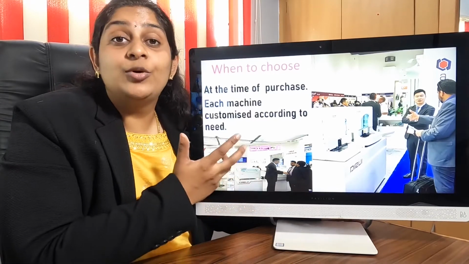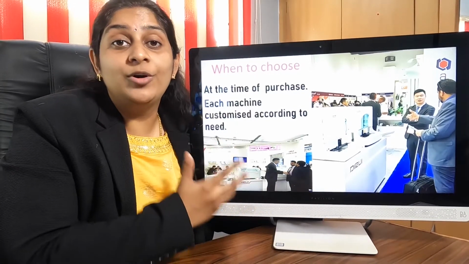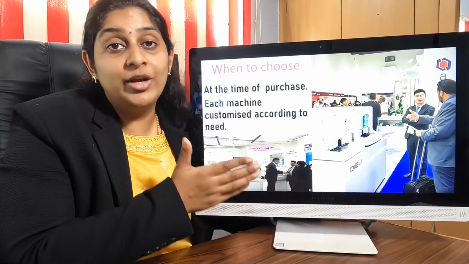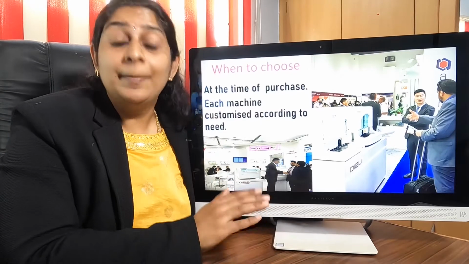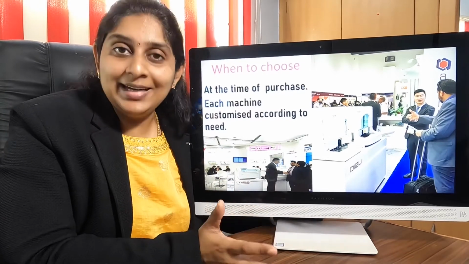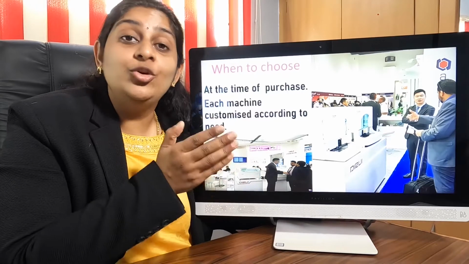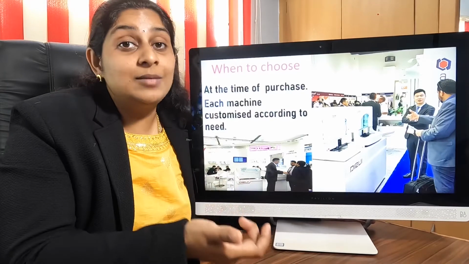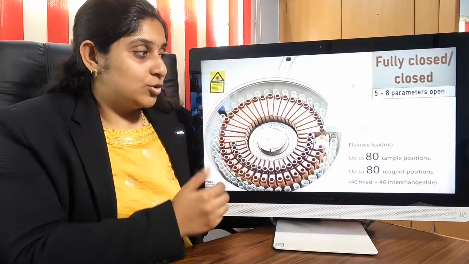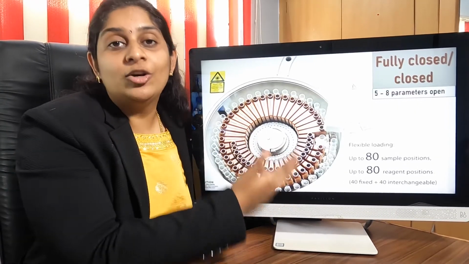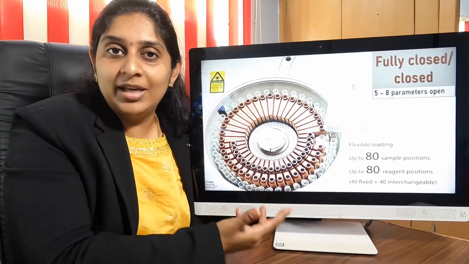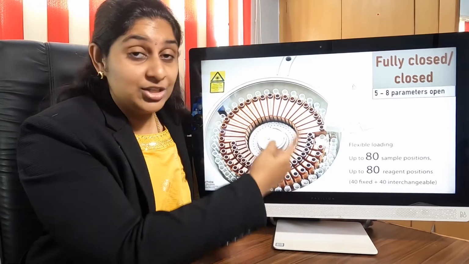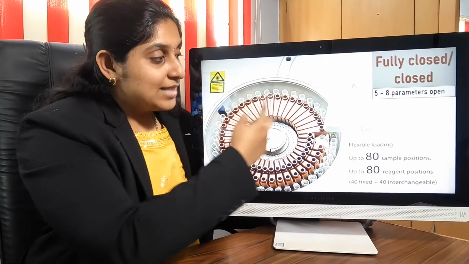So when are you supposed to choose whether you're going to go for an open or closed system? At the time of purchase itself, because in all the companies, only the skeleton of the machine is ready. Only after you choose an open or closed system, they customize it accordingly. If you see here, this is the fully automated biochemistry analyzer. This is the sample and reagent space: these are the reagent loading places, and this is the sample loading place.